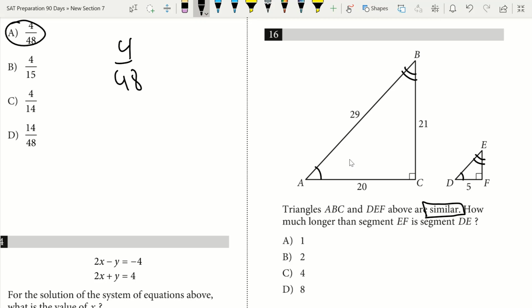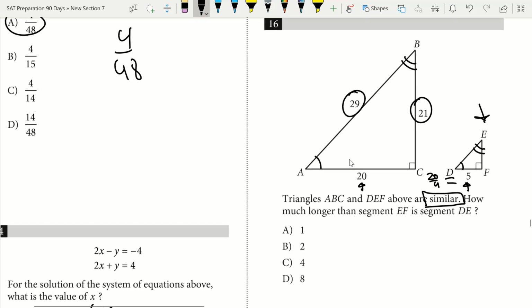What that also means is that their sides are going to have the same ratio across all sides. So for example, we have this 20 here and we have a 5 here. I see that 20 over 4 is equal to 5. So I know I have to divide whatever side length I have here by 4 to get my side length over here, since that ratio has to stay the same across all of them.